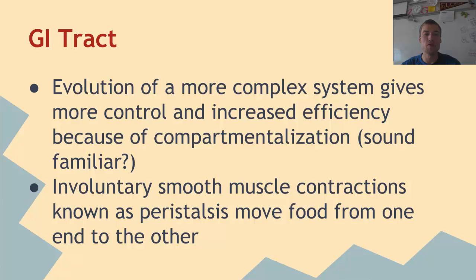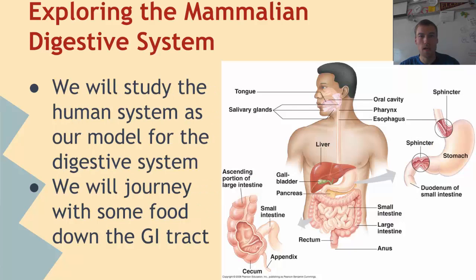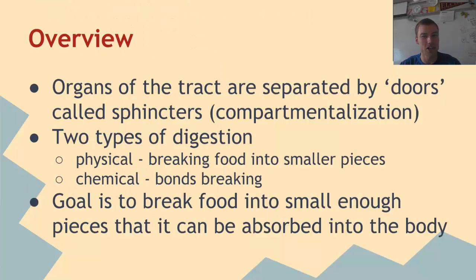And what is going to be moving things through the GI tract are involuntary smooth muscle contractions, which are known as peristalsis. And that's what's going to be moving things from one place to the next. We are going to be specifically looking at the mammalian digestive system, in particular our digestive system, as a model. And then we're going to just follow a piece of food as it goes down through the GI tract. So come along on the journey.